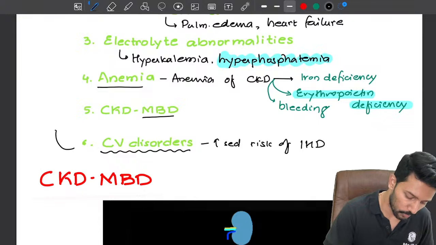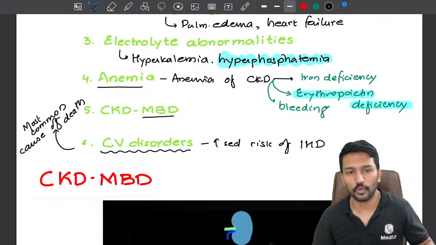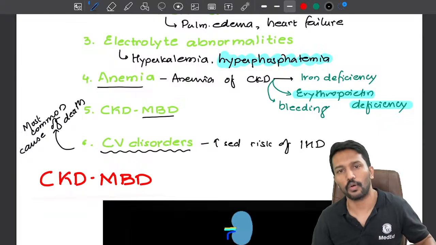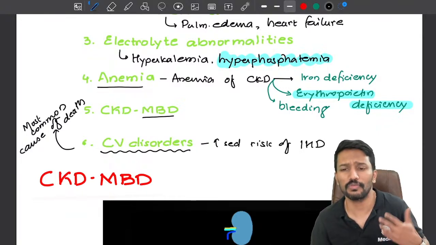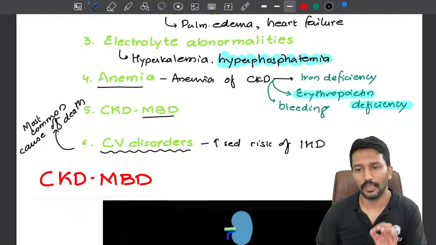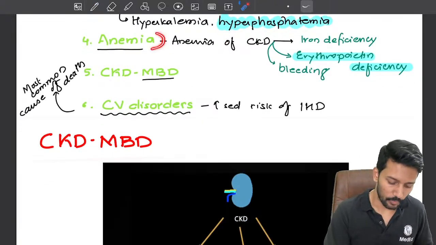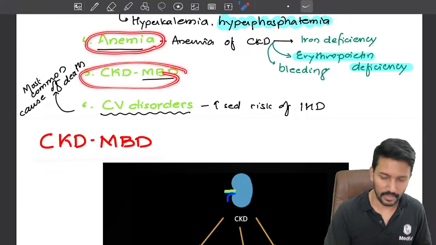And I want you to remember one MCQ point. Cardiovascular disorders are the most common cause of death in CKD patients. CKD patients don't die generally because of uremia or because of electrolyte abnormalities, because we can treat those. Majority of them die because of ischemic heart disease. Now let us address two of these important complications, anemia and CKD related mineral bone disease.